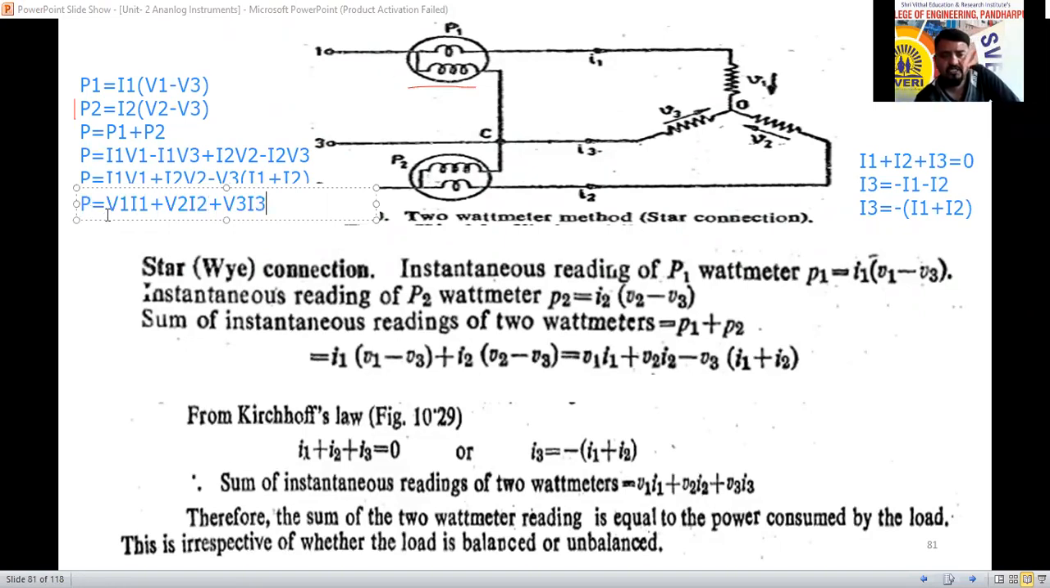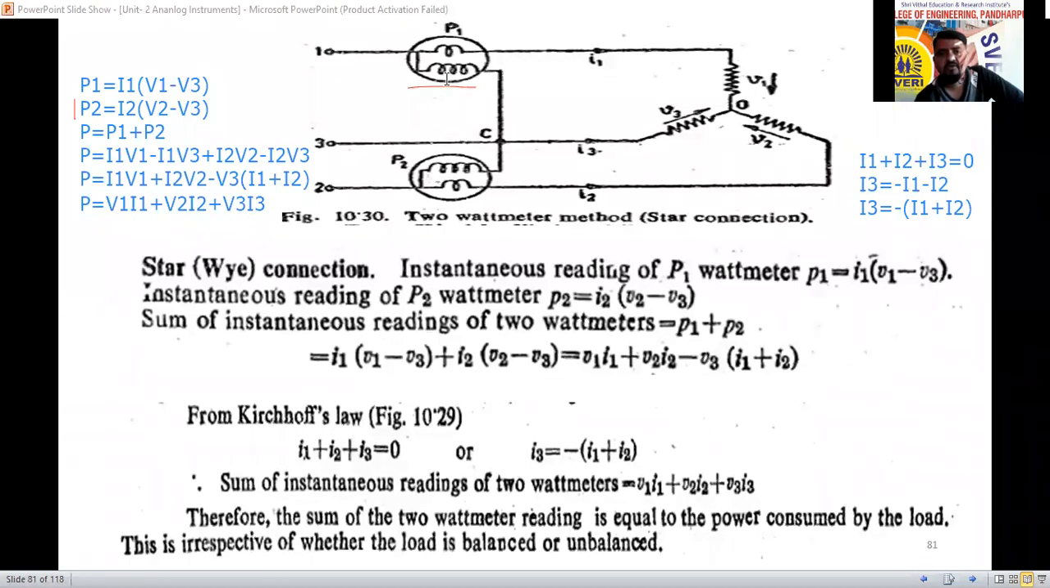What is the instantaneous power? P equals V1 I1 plus V2 I2 plus V3 I3, only that we have to prove, and that one we have proved now. How many wattmeters are there? Only 2 wattmeters are there. From these 2 wattmeters, P1 and P2, only 2 equations, we have derived this equation: V1 I1 plus V2 I2 plus V3 I3.